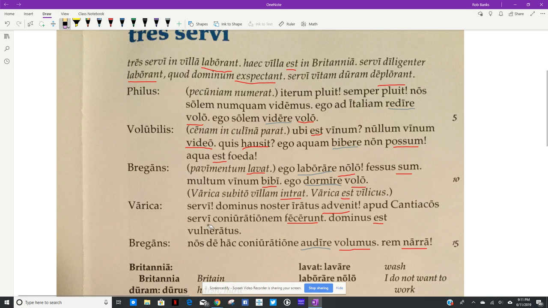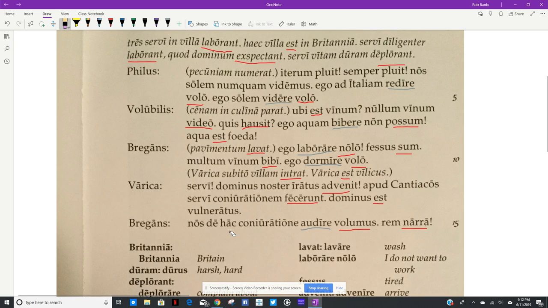Apud Cantiacos servi coniurationem fecerunt. So among the Cantiaci, it's going to be a tribe. Among the Cantiaci, the slaves made a conspiracy or a plot. Fecerunt, perfect tense. The erunt definitely tells you. Also the long E that comes from facio. It'd be an A there if it was present. So made a conspiracy or a plot. The master is vulneratus, wounded. So you know he's in a good mood.